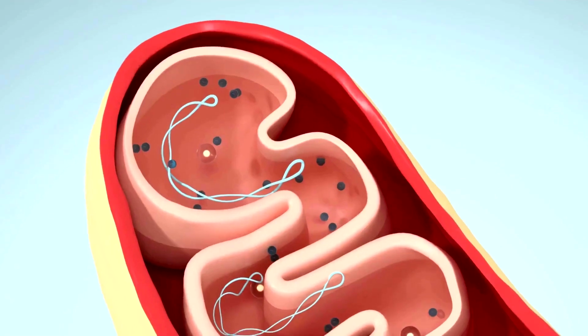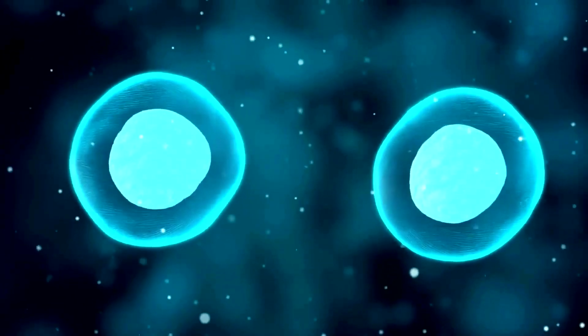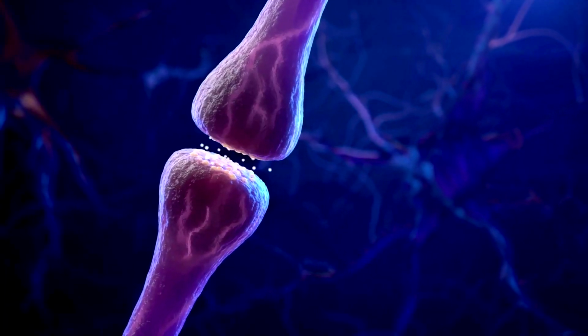In summary, cellular biology is the study of cells, the basic units of life. Cells are incredibly diverse and carry out a variety of functions, including energy production, protein synthesis, and cell division. Cells communicate with each other through chemical signals, and genetic information is stored in DNA.